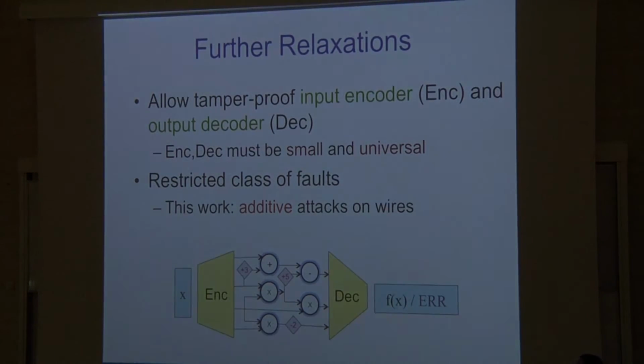And in this case, an additive attack is just what it sounds like. You can add some fixed field element obliviously to the values of the wires. You just choose by how much you want to change the value in each wire. Okay, any questions about the attack model? Yes?